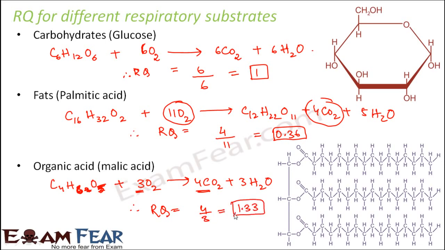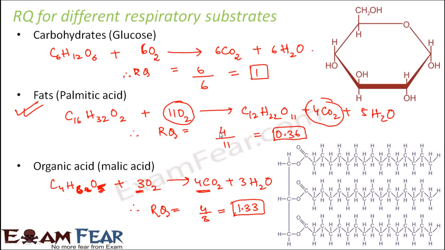Here, some of them have a respiratory quotient less than 1, some greater than 1, and some equal to 1. So what do we conclude from the value of the respiratory quotient? Any substrate which has a respiratory quotient less than 1, for example palmitic acid, needs more oxygen for respiration, because it produces less carbon dioxide. Even though so much oxygen has been supplied, it produced quite less carbon dioxide. If you want it to respire really well and give out more carbon dioxide, you have to provide more oxygen.